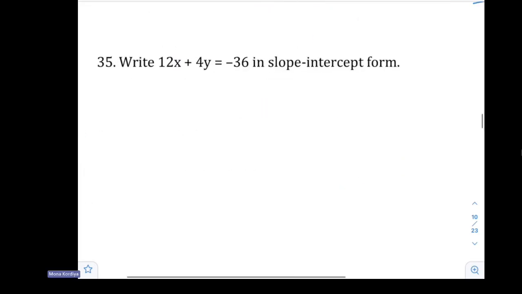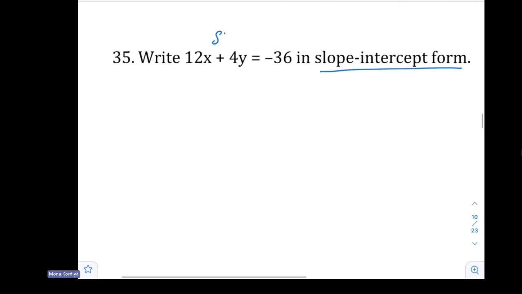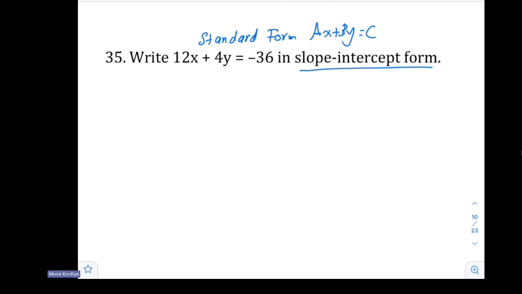Write this equation in slope-intercept form. Let's remember that this equation is written in standard form. Standard form is ax plus by equals c, where a, b, c are integers. A is a non-negative number, it should be positive, and A and B are never both 0.